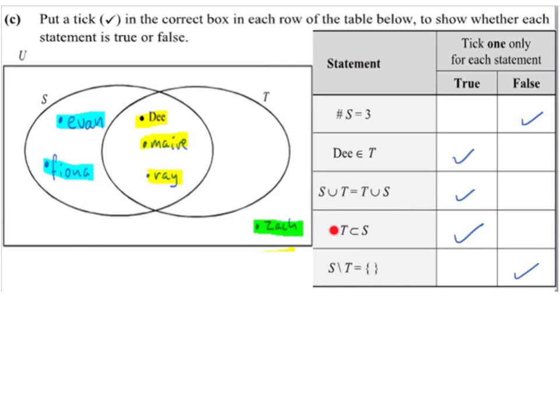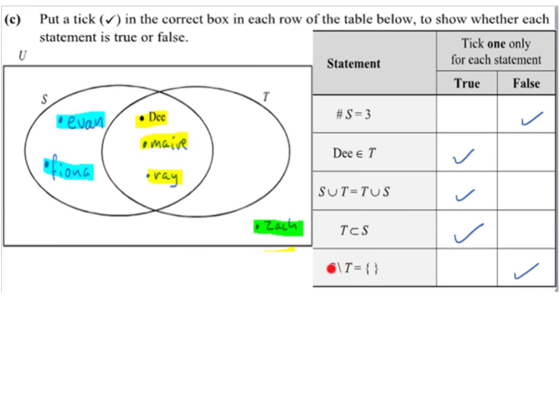Then T subset S. This means T is a subset of S. So let's have a look at set T. And in set T we have D, Moira and Ray. And then we have a look at set S. This is set S. We have Evan, Fiona, Dee, Moira and Ray. And yes, it is clear to see that Dee, Moira and Ray are a subset of set S. So they're in set T, but they are also in set S. And there is nothing else in this space here, so it is true.